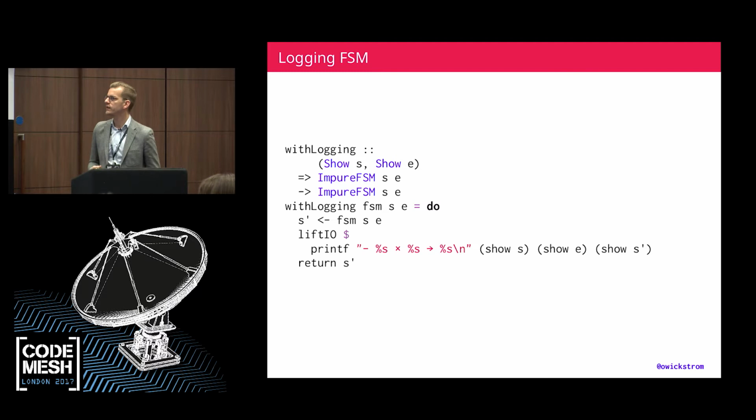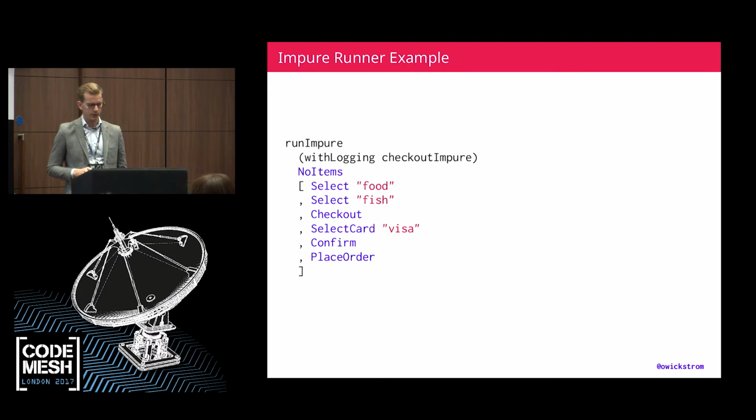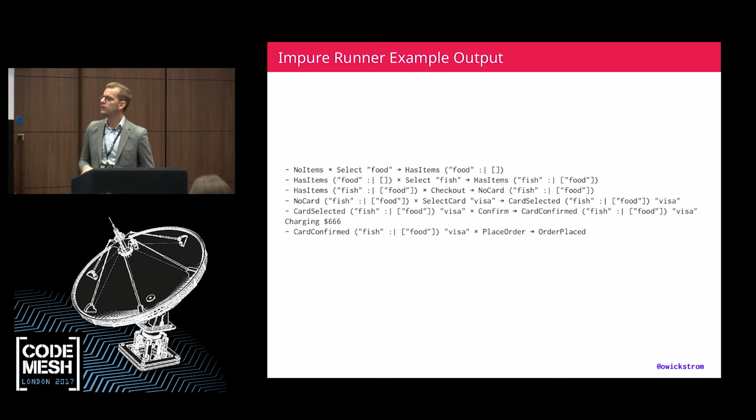So this function takes an FSM and returns another FSM. What it does is it runs the one it took, logs its transition, and returns that state. So when we run this, starting from no items, and with these events in the list, we might see this. This is the output we will see. And my implementation of the payment provider just prints charging some amount. So here we see that the side effect is interleaved between the transitions.